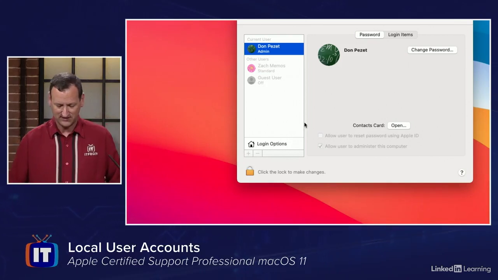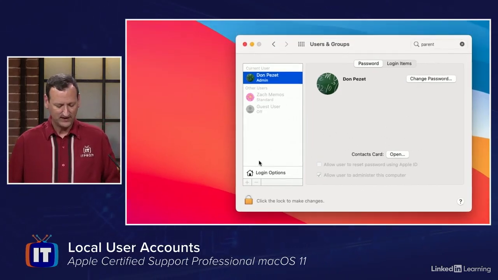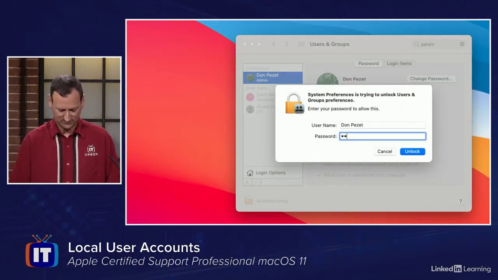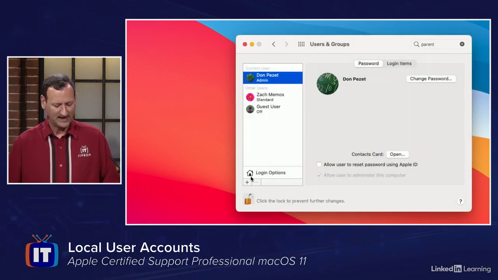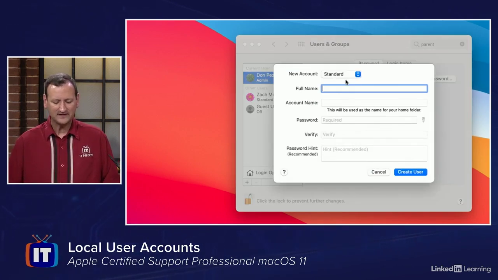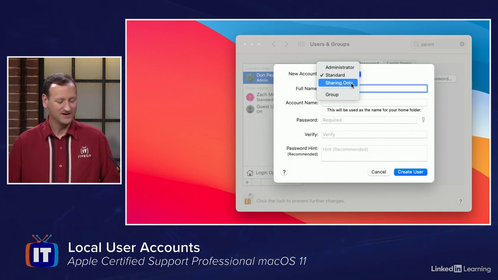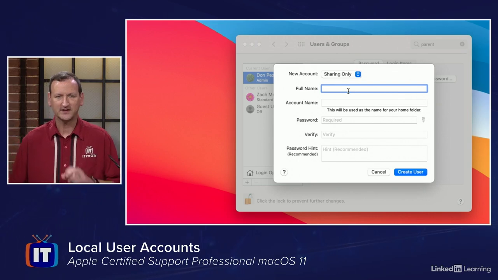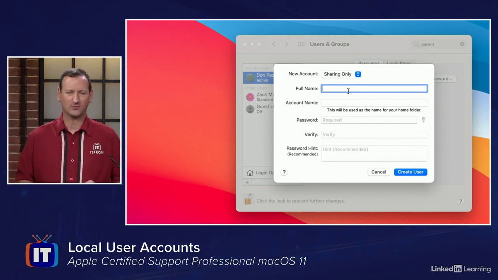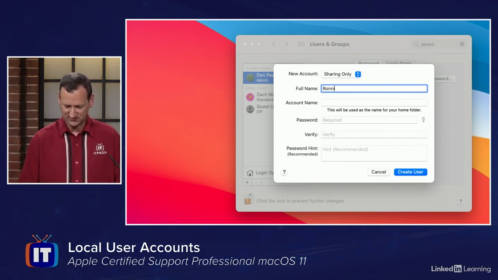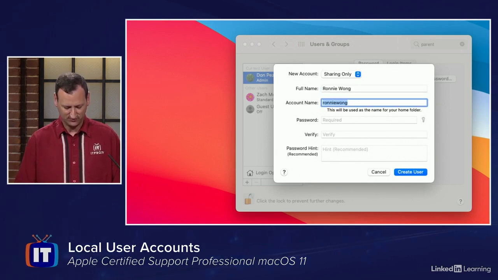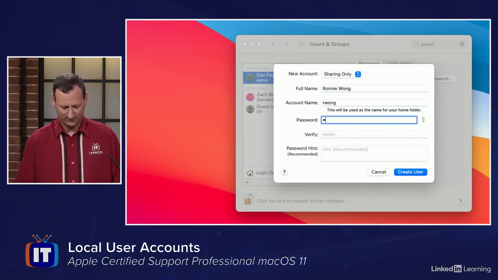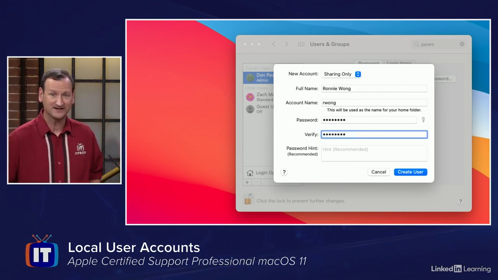So let's go back into my user preferences here. And I've got to unlock again because I browsed away. And I'm going to add a new user. And when I added that user, I chose standard, but see how I've got sharing only right here? I can choose sharing only and create an account. Maybe we'll create an account for Ronnie Wong. So Ronnie, one of our other edutainers, I'm going to create an account for him. He'll be R Wong, and I'll provide a password for him. This is basically identical to what we did for Zach, right?